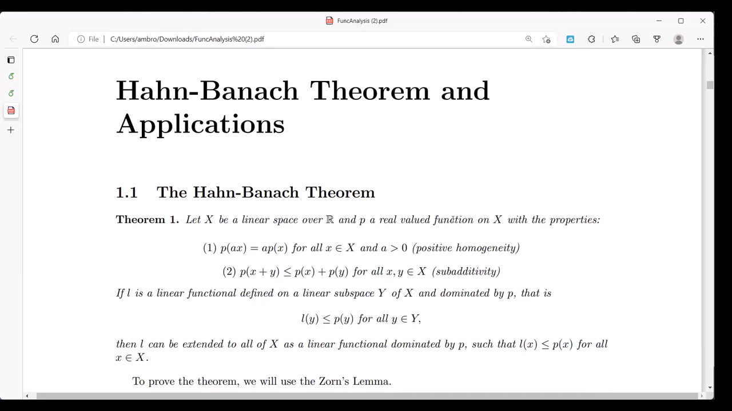Okay, so there are not so many assumptions in this theorem. First, P is not a linear function. But if A is a positive real number, A belongs to R, then P of AX equals A P of X. Next, you have the subadditivity assumption, which is P of X plus Y is less than or equal to P of X plus P of Y.